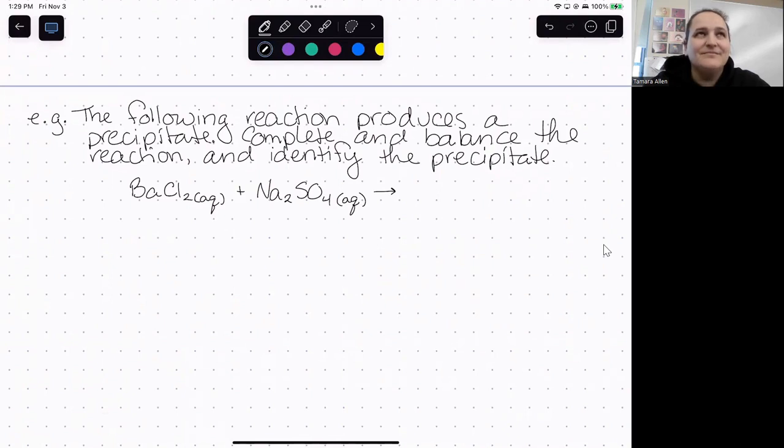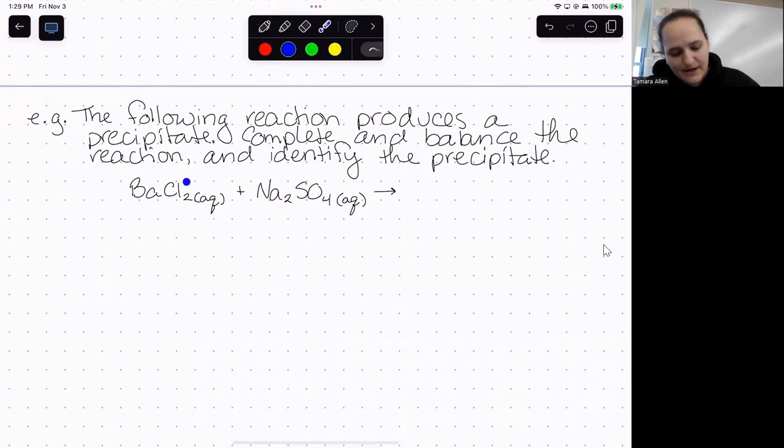So precipitation reactions are kind of a subset of double replacement. We can see that we have two ionic compounds reacting here, so we recognize that of the tools in our toolbox, double replacement is the one that makes the most sense anyways. So we are going to have our ions swapping partners. That means that the sodium is going to end up paired with the chloride, and the barium is going to end up paired with the sulfate.